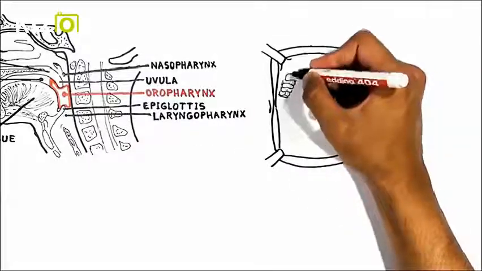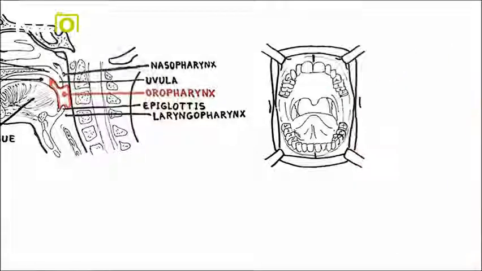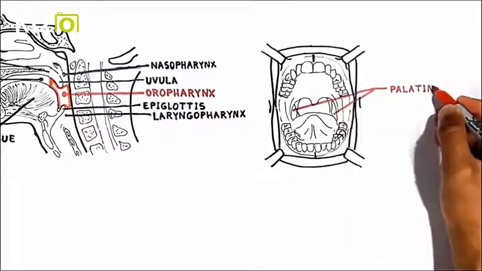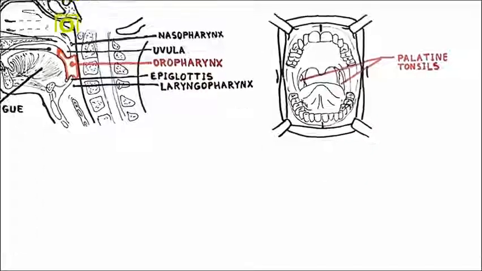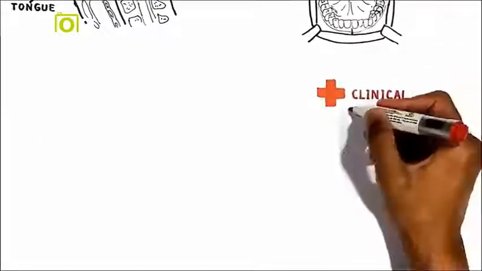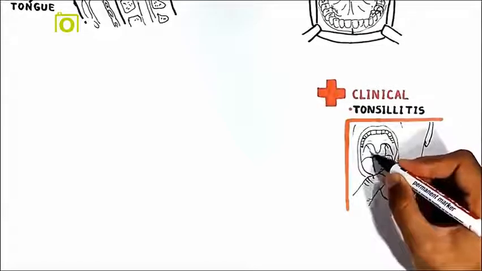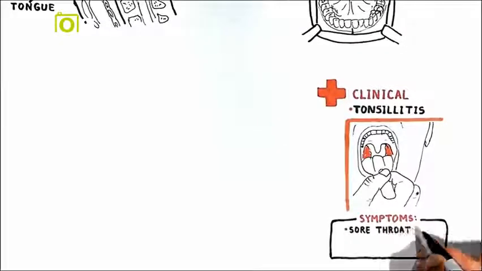View of the mouth to make some points about additional structures in the oropharynx. It is important to note that on the lateral walls of the oropharynx we have palatine tonsils, and as we have mentioned above, they are part of Waldeyer's ring. Sometimes the palatine tonsils may become inflamed, causing tonsillitis. Inflamed tonsils appear red and swollen. Symptoms include a sore throat, swollen and red tonsils, and fever.